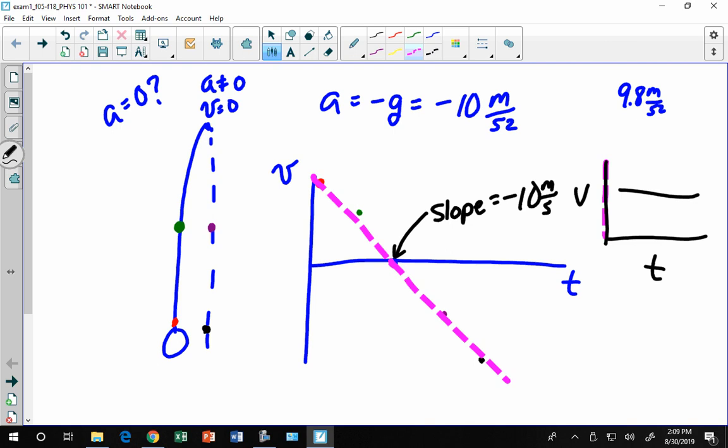But if the acceleration is always -10, it's going to have decreasing velocity, decreasing speed, and then increasing speed, but in the opposite direction. That's kind of nuanced, but it's really important that you understand that, and also that you understand how to represent that in a graphical way like this.